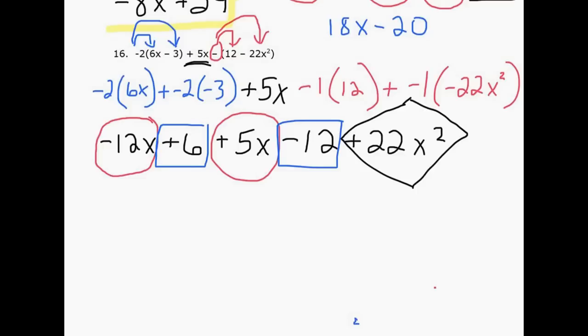Okay, so let's write out what we've got. Negative 12x plus 5x is negative 7x. Positive 6 and negative 12 is minus 6, and then plus 22x squared. Okay, so that's it. Just keep your wits about you when you see these complicated ones and work on one step at a time. I'll see you in class.